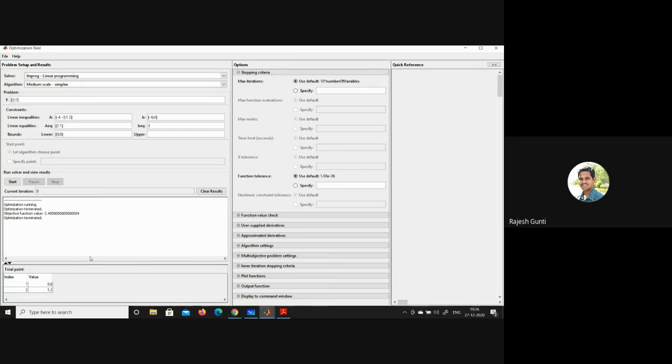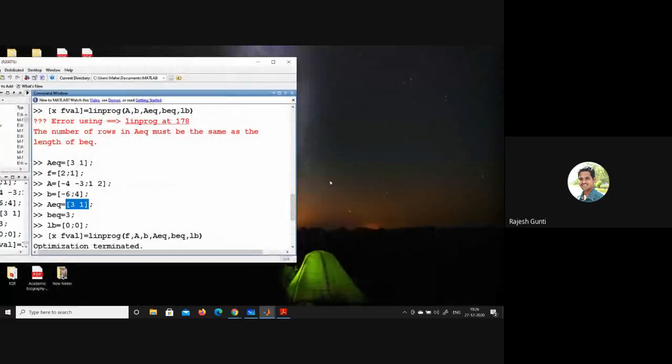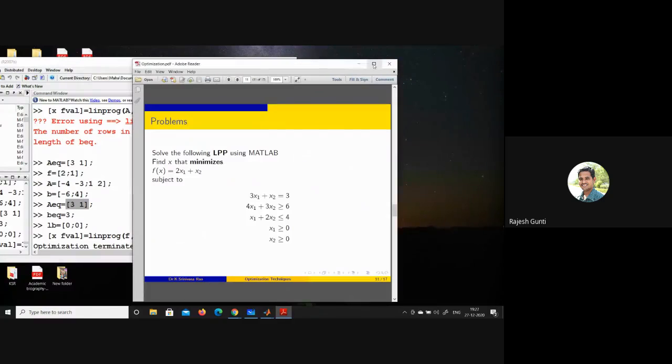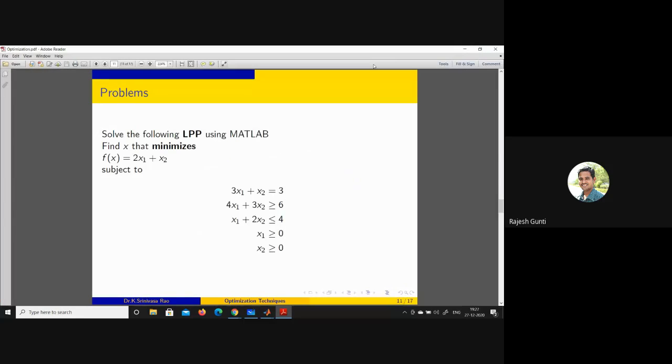Okay. Like this, we can solve optimization problems using linear programming problem. I am considering LPP only. Linear programming problems. If you have any doubts, you can ask.